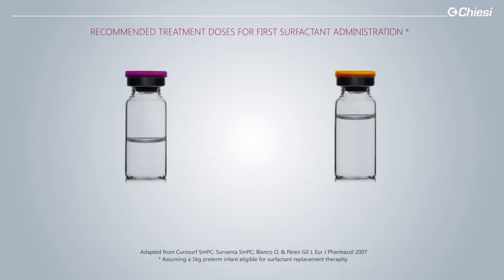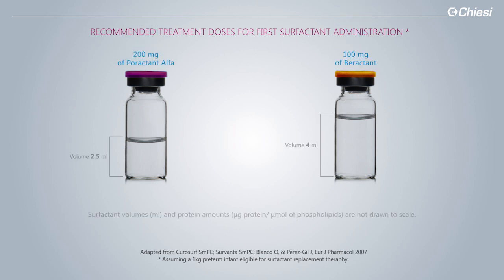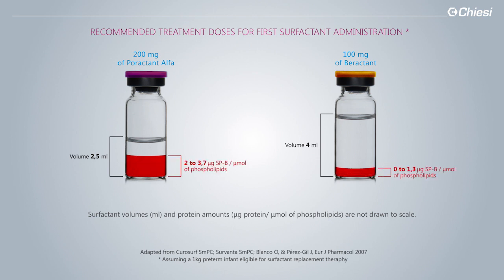It's important to note that not all commercially available surfactants contain the same amount of SPB. For example, as you may see in this image, which is based on calculation for the recommended dose for a 1 kilo baby, you have 200 milligrams of poractant alfa and 100 milligrams of another surfactant. So you may see that the amount of SPB is much higher for poractant alfa than for the other surfactant. Even with a smaller volume of poractant alfa, the amount of SPB is higher than in the other surfactant at the recommended treatment doses.